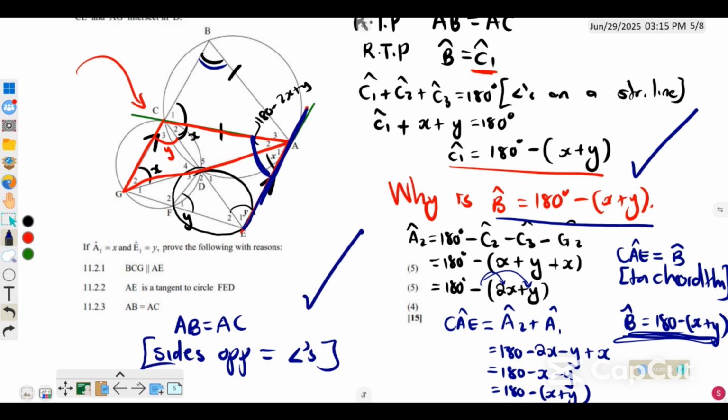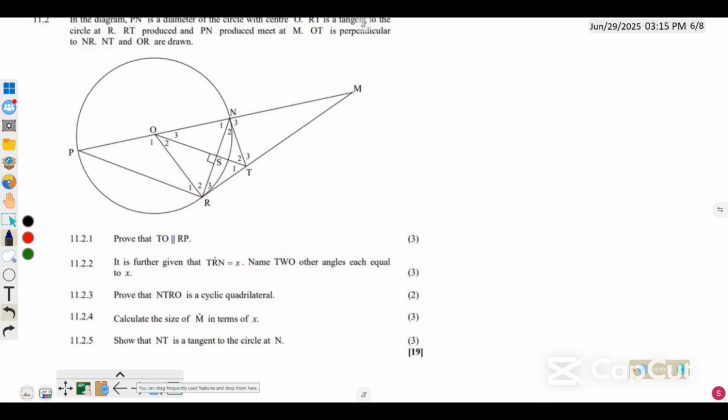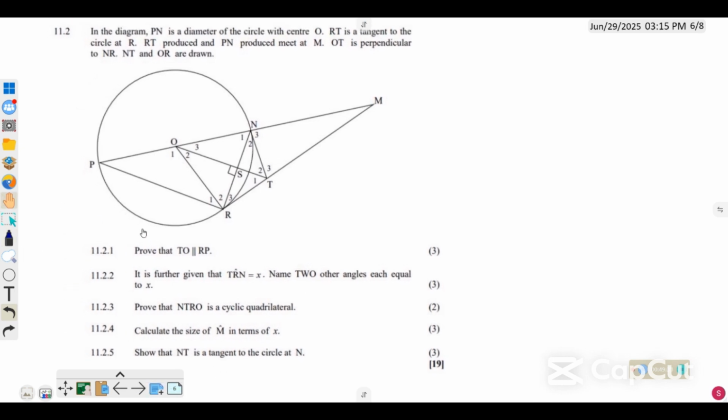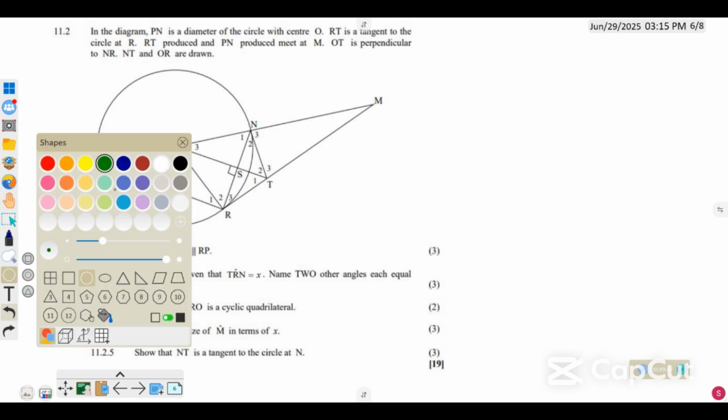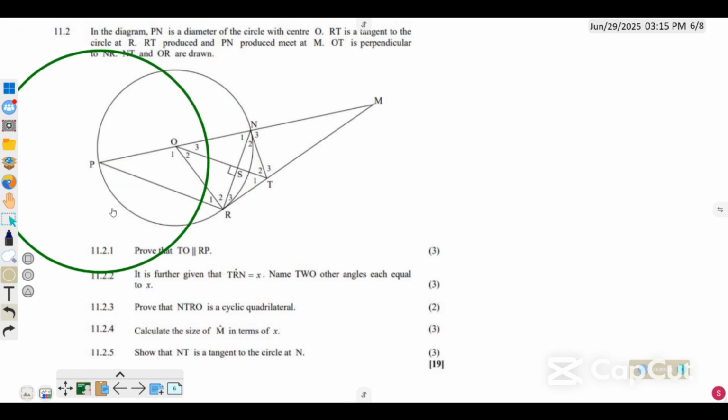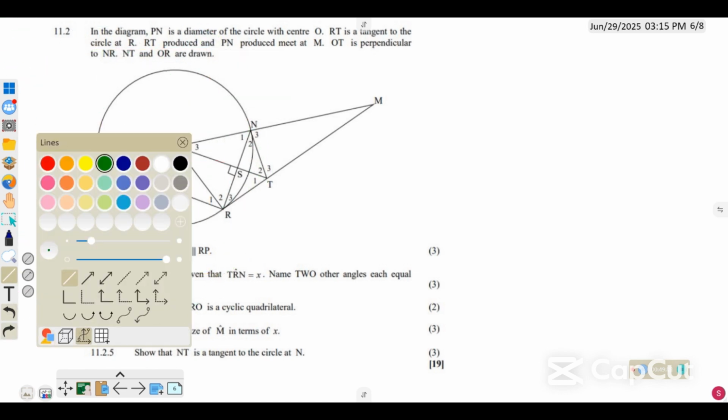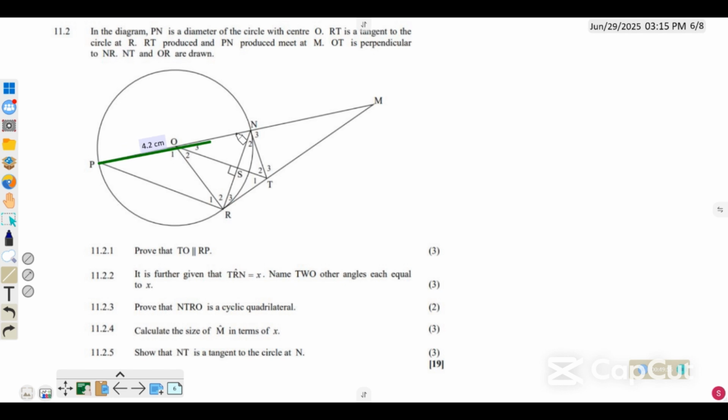Alright, easy stuff. I think this should be the last problem. This thing is forever going on. In the diagram, PN is a diameter. Oh, I love diameters. Let me go and mark that. PN is a diameter right here. So PN is a diameter there, which gives us that 90 degrees right here. So this is a 90 right there.